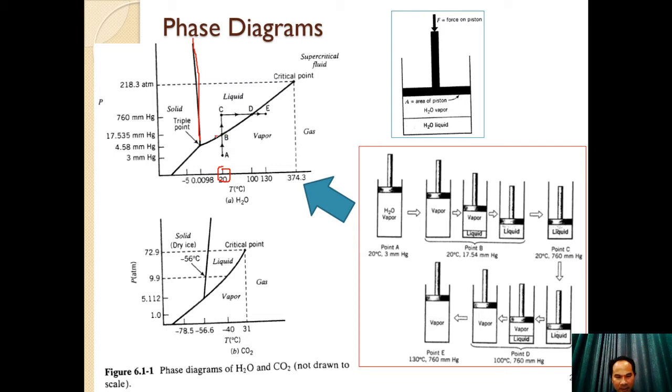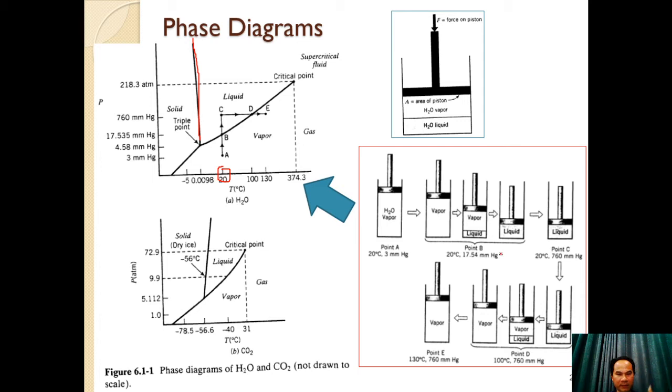We call point B, sorry, the dew point, or the condensation process. Because we change from vapor to liquid, we call it condensation. At this point, we call it the dew point. The first droplet of vapor that changes to liquid, we call this point the dew point. The temperature at this point is the dew point temperature, and the pressure is the pressure at the dew point.